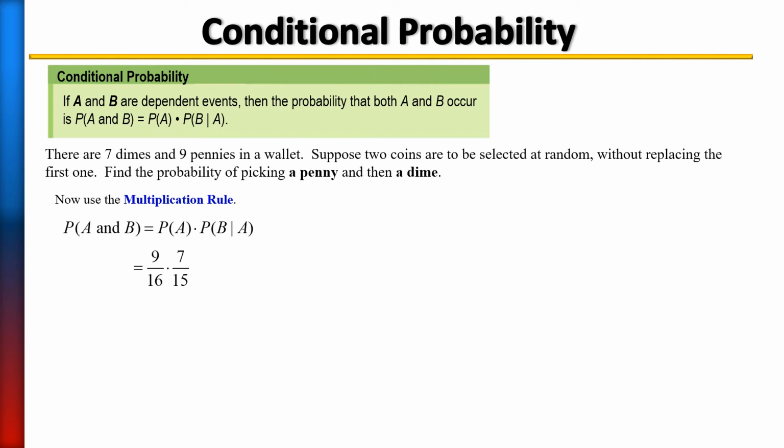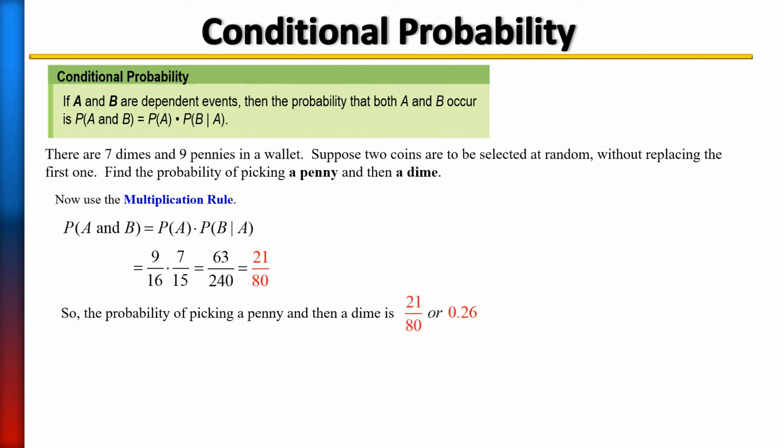We can simply multiply them across. If you're going to write it as a fraction, you need to make sure that your fraction is simplified. You can also write it as a decimal or as a percent, and in that case you don't need to reduce your fraction, just do top divided by the bottom. In either case, the probability of selecting a penny and then a dime is 21/80, or 0.26, or 26%. And there you have it.